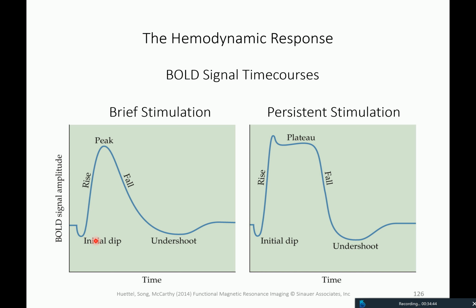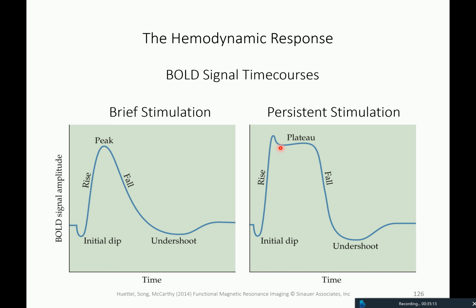You see sometimes an initial dip. We will talk briefly about the initial dip. You sometimes see a post-peak undershoot, but mainly you see a peak. And this is to a brief stimulation, and the time here is roughly around 4 seconds after stimulus onset, whereas in response to persistent stimulation, what you see a little bit more is a rise and then a plateauing and then a fall again.